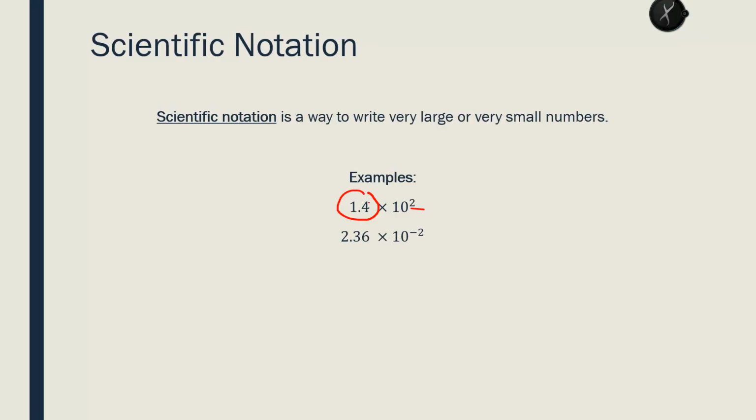Now, the coefficient will always be between the numbers 1 and 10. It always must be a single-digit number to the left of the decimal. So it could be 1.4 or 5.3 or 7.2, but it could never be anything larger than 10. It couldn't be 10 because that's 2 digits. It couldn't be 11. It couldn't be 100 or 52.3. It could not be any of those numbers. It must be a number between 1 and 10.